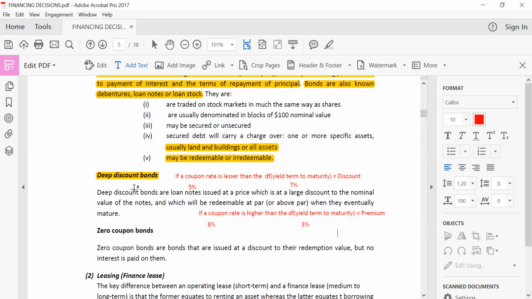So when you talk about a deep discount, that means the discount is deep. When you say the discount is deep, that means you're talking about large what? Discount. And the word discount means reduction.